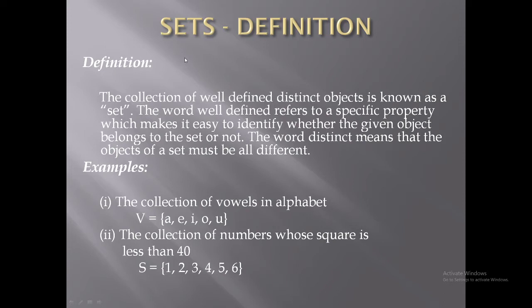Now let us see the definition of sets. The collection of well defined distinct objects is known as a set. Here the word well defined refers to a specific property which makes it easy to identify whether the given object belongs to the set or not. The word distinct means that the objects of a set must all be different.